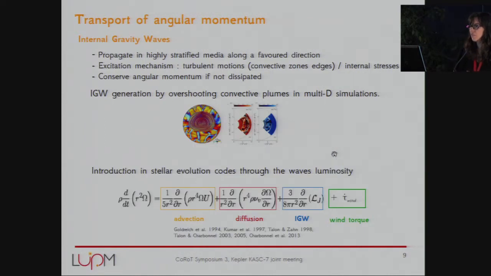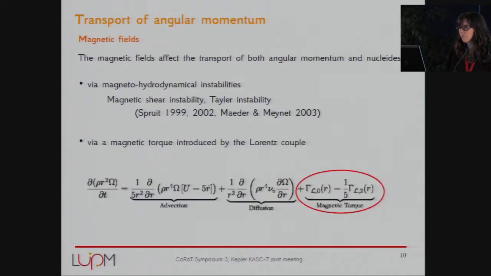So these internal gravity waves, we want to include them also to treat self-consistently the transport of angular momentum, and this is done in stellar evolution codes through a formalism that was first proposed by Goldreich and Kumar, and it's done through the wave luminosity that you see here appearing in this equation for angular momentum, again in 1D. So it's, again, the same kind of perturbative approach.